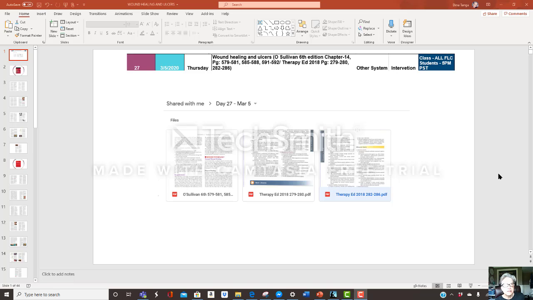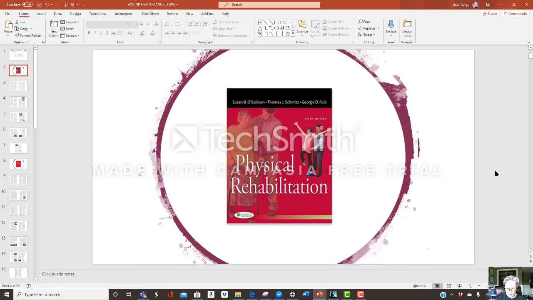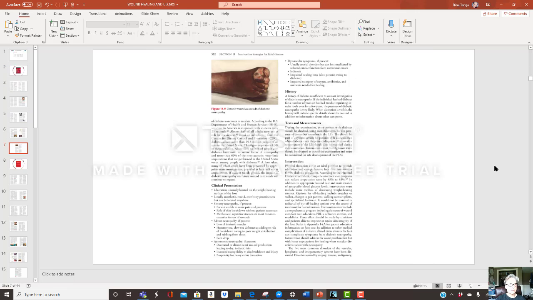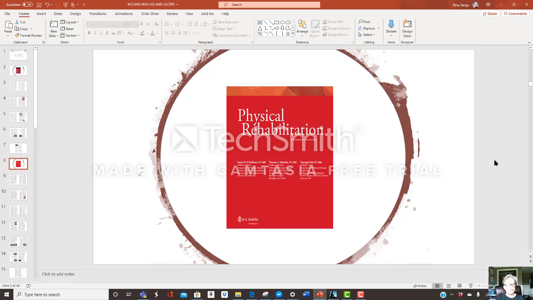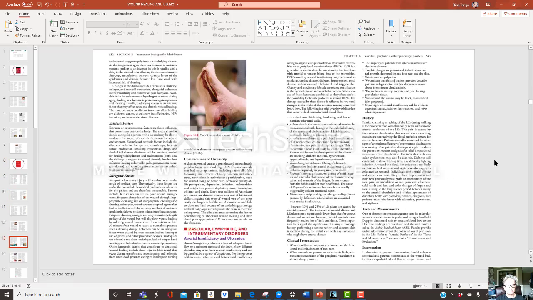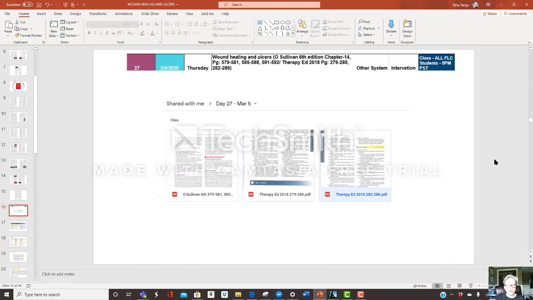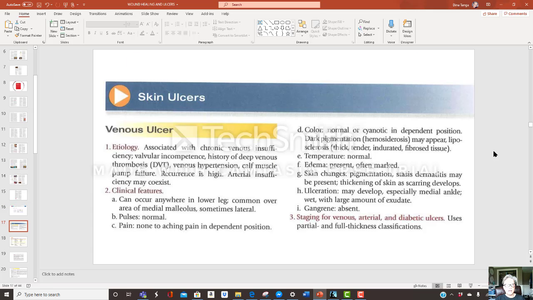Okay, so this is part 2 of wound healing and ulcers. Already did the O'Sullivan text reading. Now I'm going to do the therapy ed. So like I said in part 1, that's the O'Sullivan text pages, 6th edition, 7th edition. This is what I have. And so we're going to talk about skin ulcers.